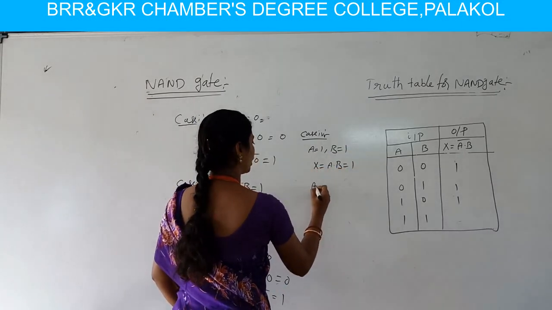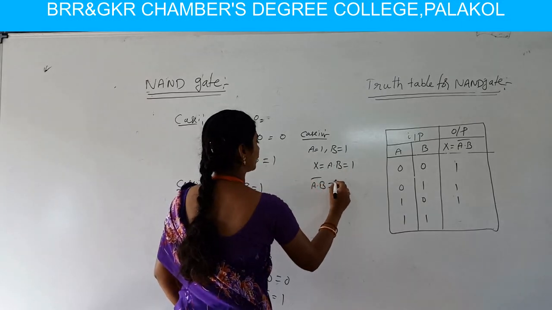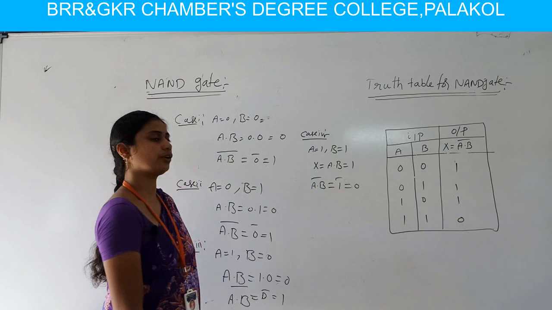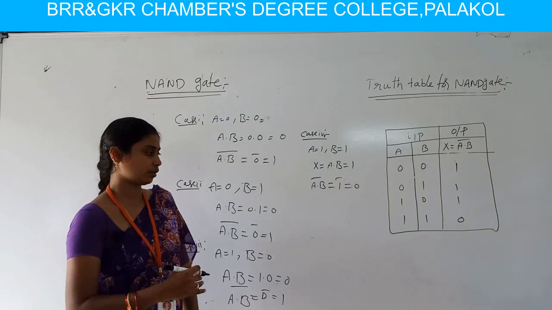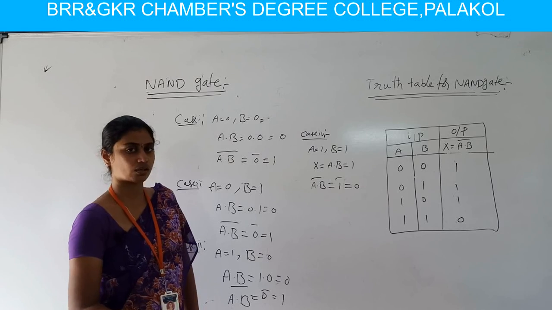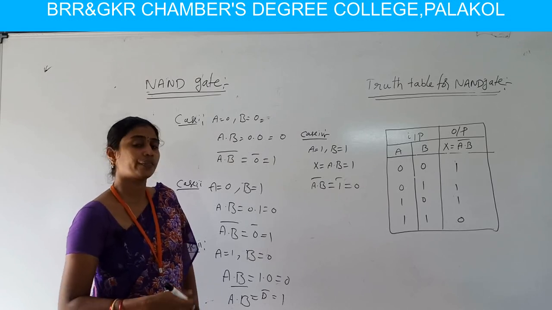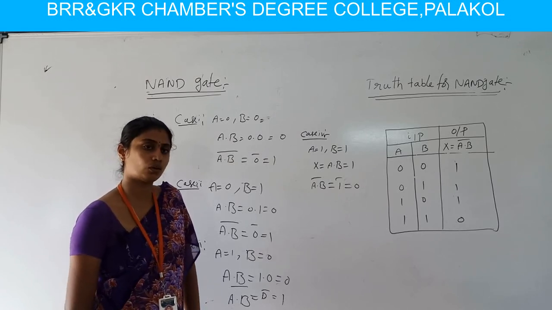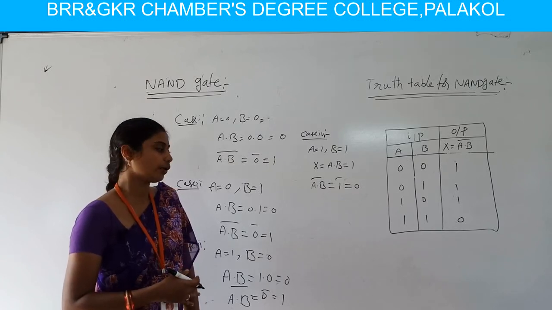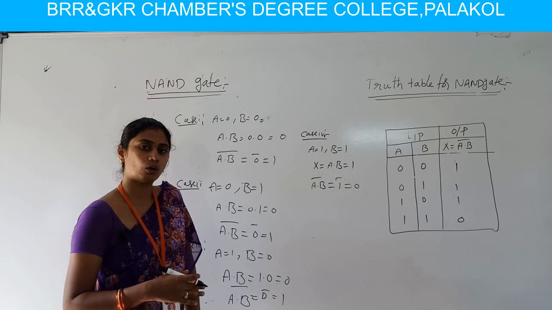So here we have nothing but A dot B whole bar, and here with 1 bar we have 0. From this we can conclude that whenever the two switches A and B are closed, then automatically the output is low. So whenever both inputs are in high logic level, we have the output in low logic state.